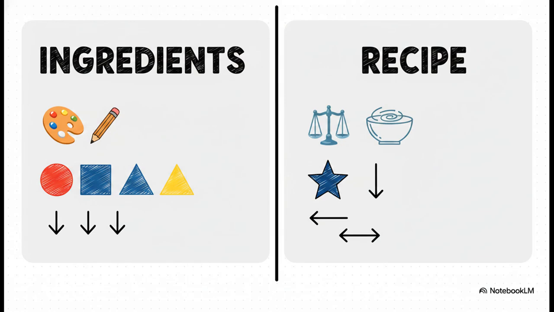I love this analogy for how it works. Think of the elements of design on the left, your lines, shapes, color, texture, space, and typography, as your raw ingredients in a kitchen. The principles on the right, things like balance, contrast, and repetition, well, that's your recipe. They're the literal techniques you use to mix those raw ingredients together into a communicative, structured blueprint.